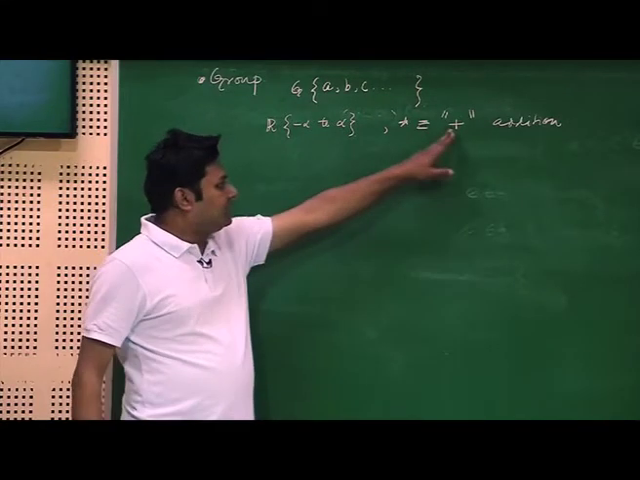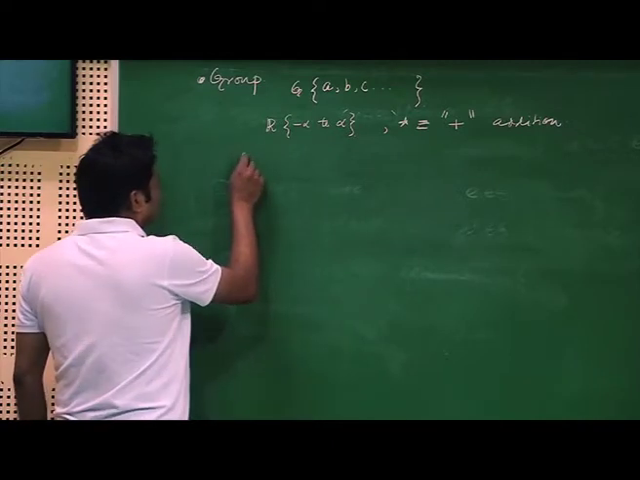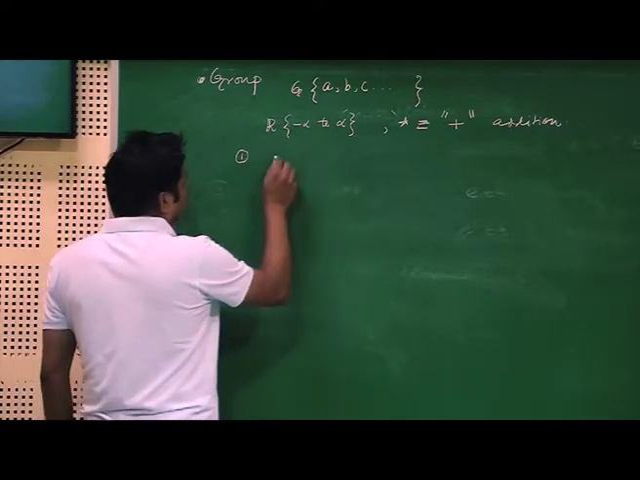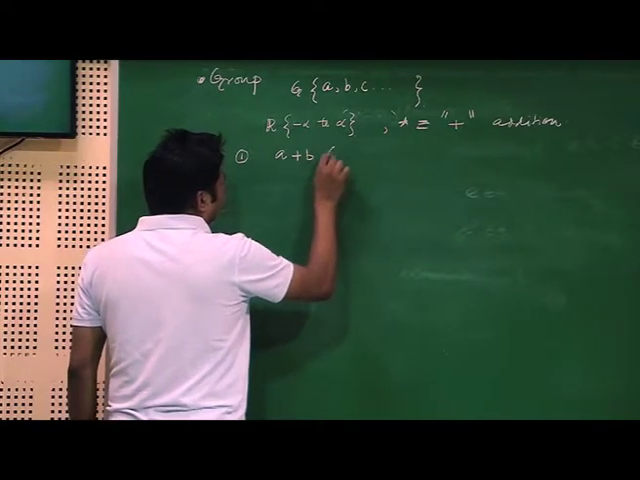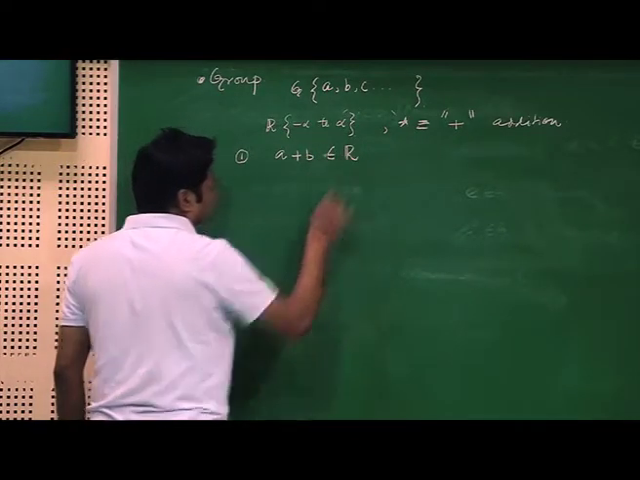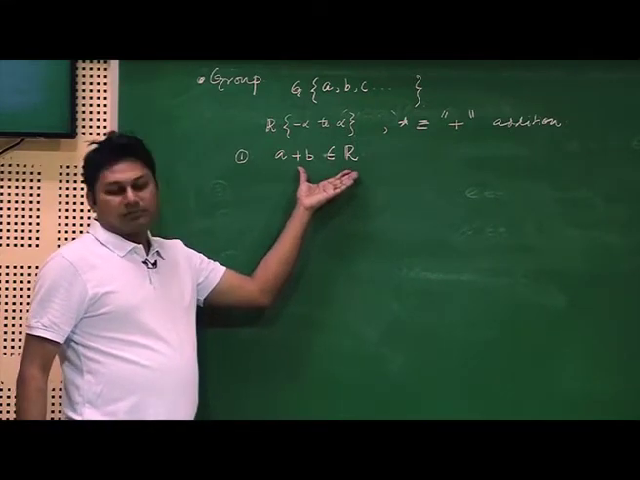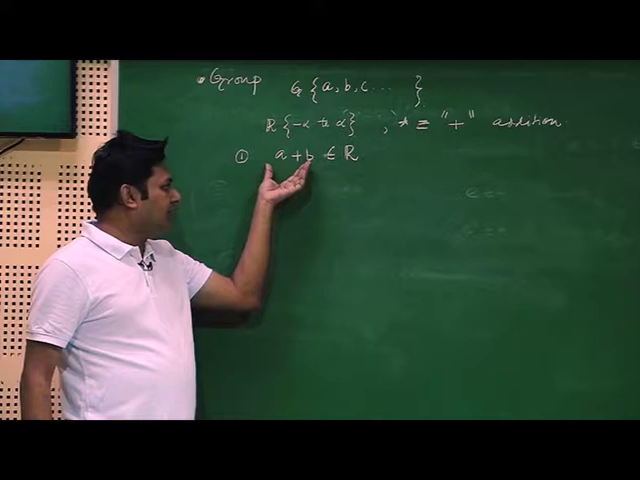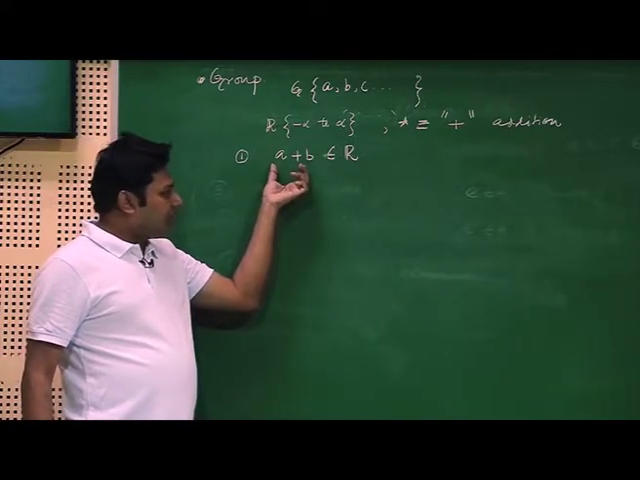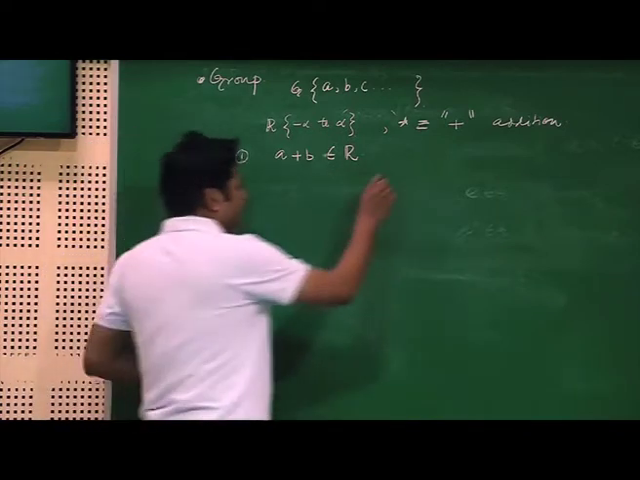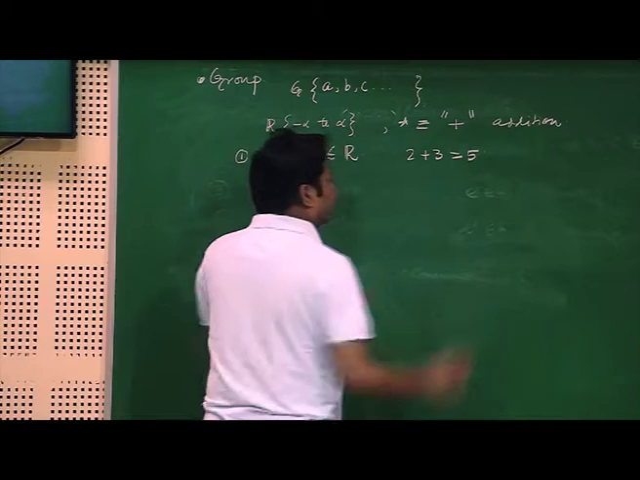Now, I apply this over the elements. You can readily understand that for any elements, A plus B belongs to the real numbers R. This is quite trivial: if I add 2 real numbers, whatever the result, it will fall in the real numbers. For example, 2 plus 3 is equal to 5. You can take any number you want.